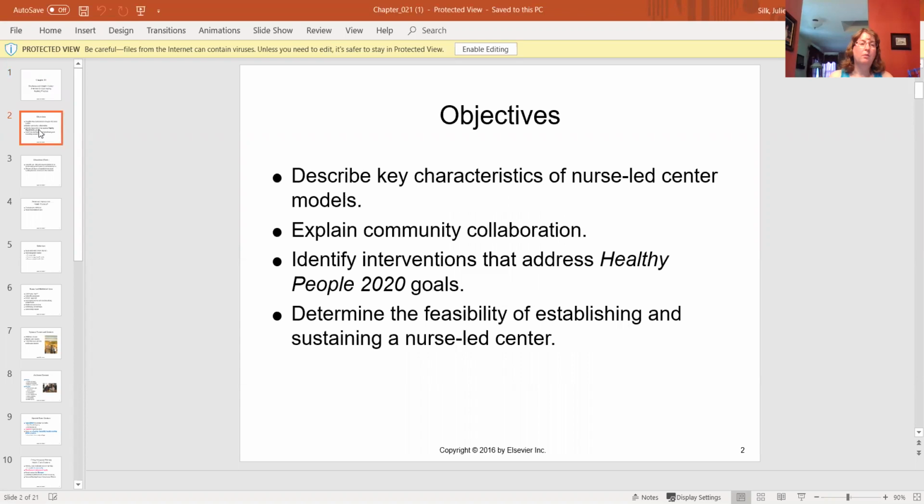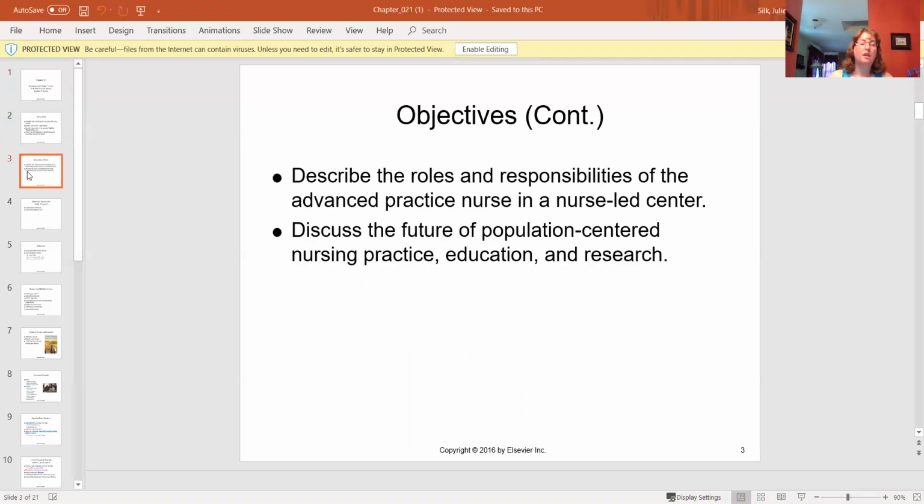In this chapter, some of our objectives are describing key characteristics of nurse-led center models. We want to explain community collaboration, identifying interventions that address Healthy People 2020 goals. We want to determine the feasibility of establishing and sustaining a nurse-led center. We want to describe the roles and responsibilities of the advanced practice nurse in a nurse-led center, and then discuss the future of population-centered nursing practice, education, and research.